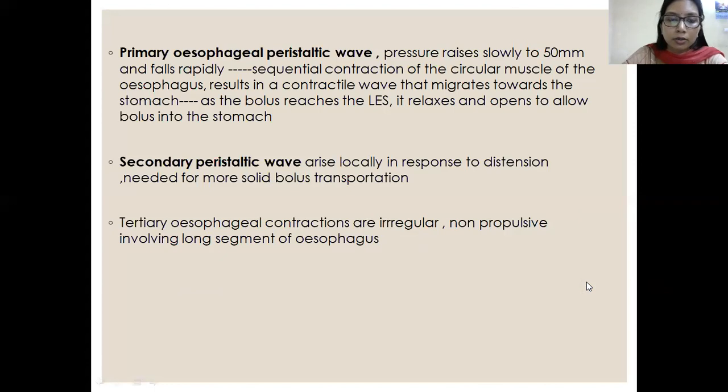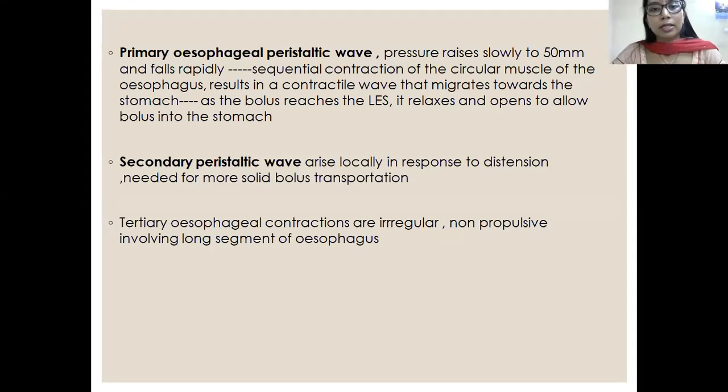There are usually two kinds of peristaltic waves mentioned. The primary peristalsis is where your esophageal pressure rises to 50 millimeters of Hg and the pressure falls rapidly. This is nothing but the sequential contraction of the circular muscles of the esophagus. This causes a contractile wave, more like a contractile compressive wave that migrates towards the stomach. As the bolus reaches the lower esophageal sphincter, it relaxes, allowing the food into the stomach. This is the main peristaltic wave.